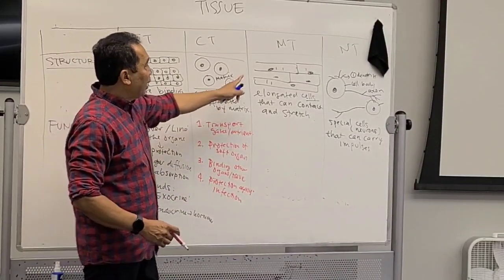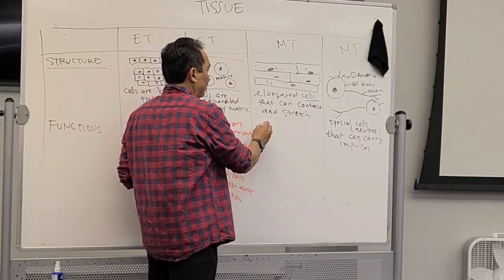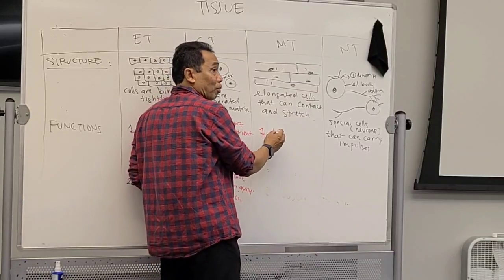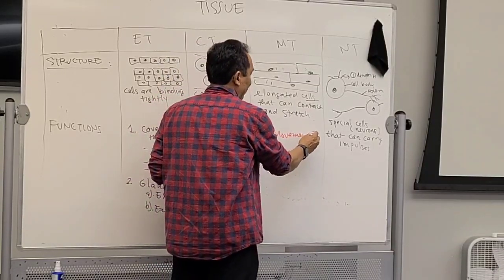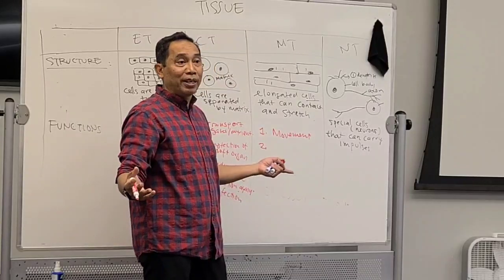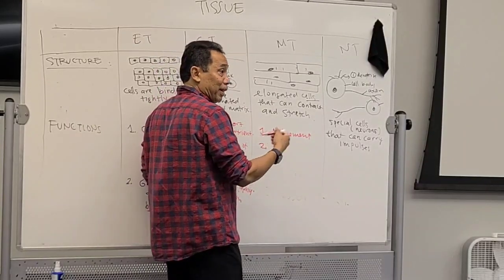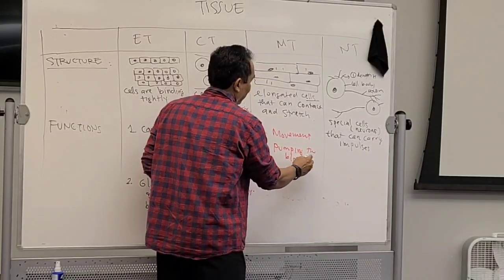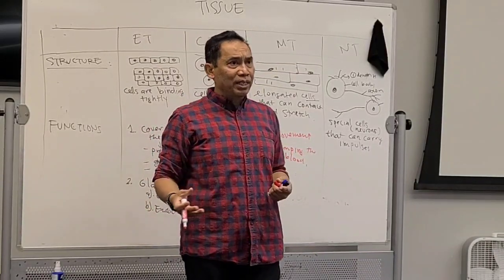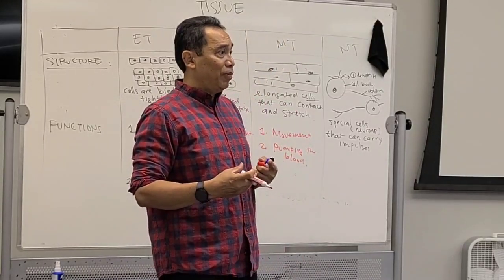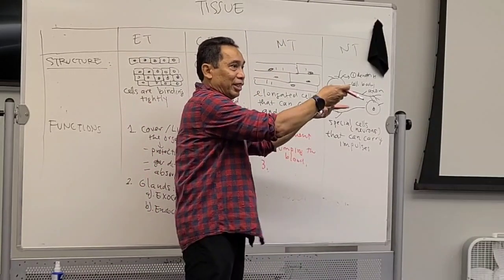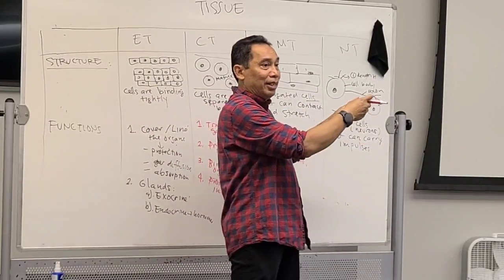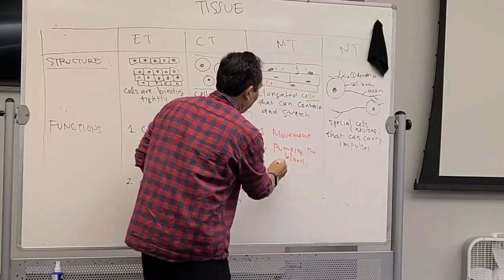And then MT, what is the primary function of this one? If it is skeletal muscle, what is the function of skeletal muscle? Movement. If it is cardiac muscle, what is the function of cardiac muscle? Pumping the blood, right? If it is smooth muscle in a hollow organ, if it is in the blood vessel, it distributes the blood. If it is in your GI tract, it distributes the nutrients. So distribution.